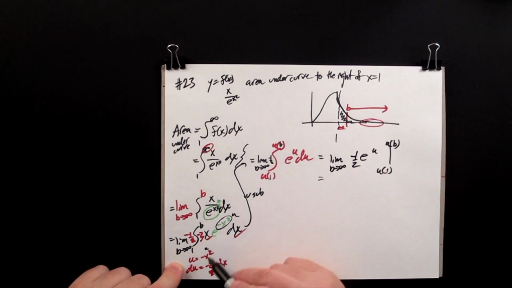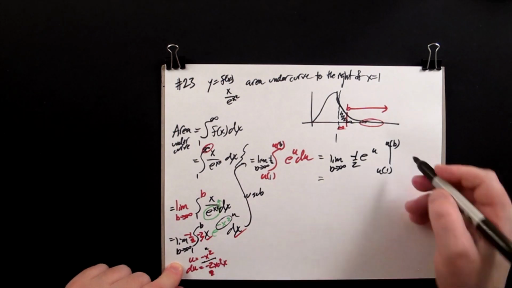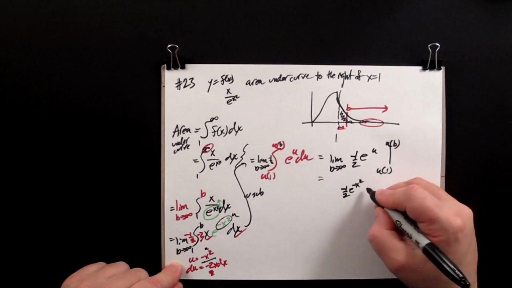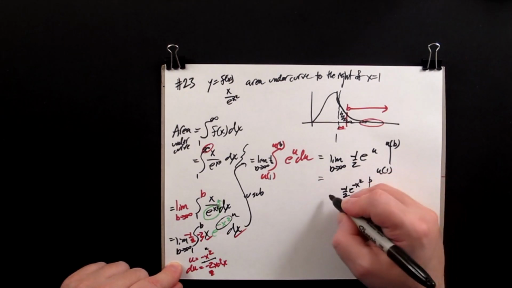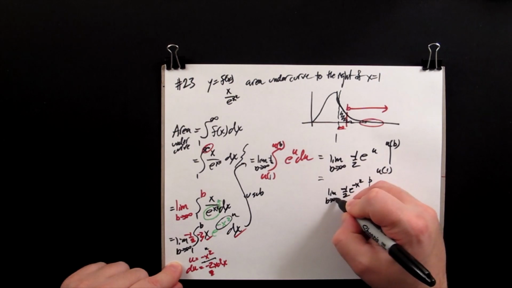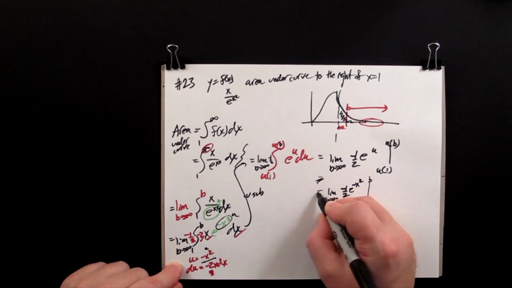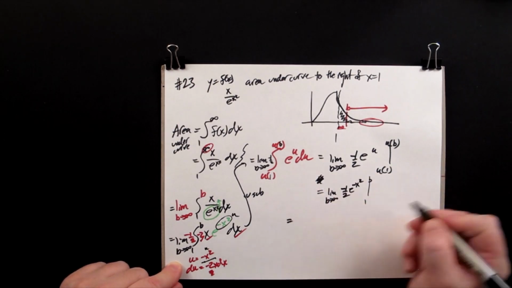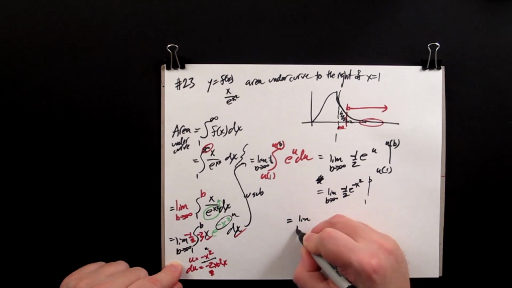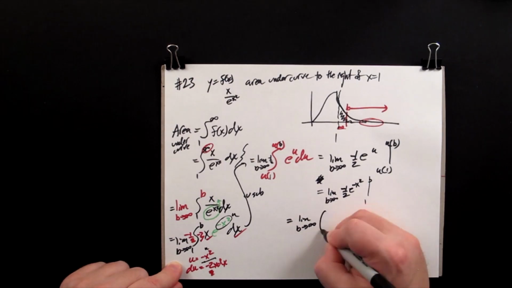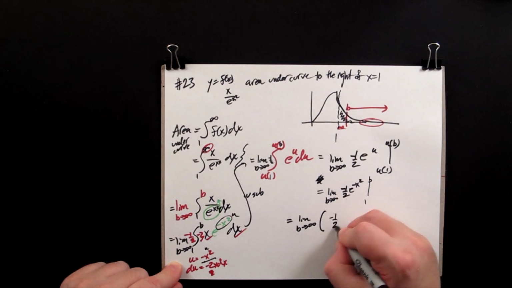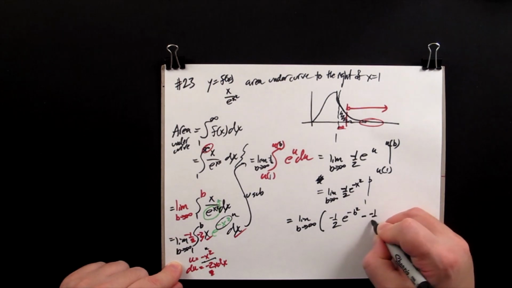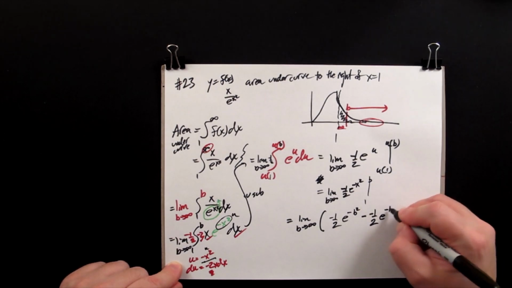Okay, we're going to sub back to x. So this is minus half e to the minus x squared, and then from 1 to b, and we still have this limit here. Okay, so plug in. Limit as b goes to infinity of this. So minus half e to the minus b squared minus minus half e to the minus 1 squared.